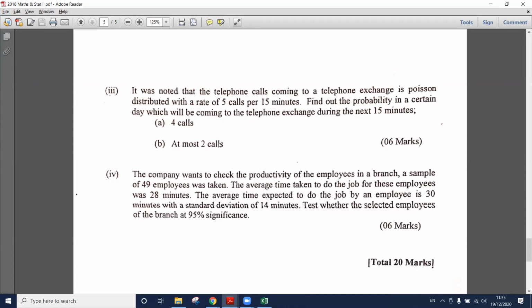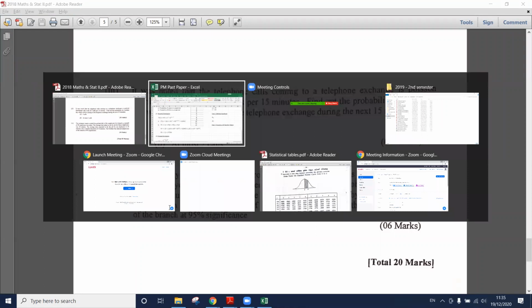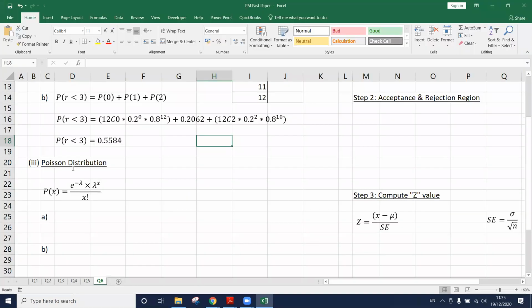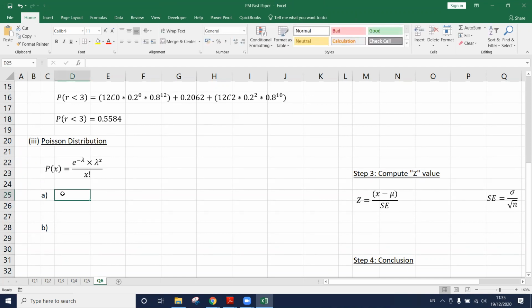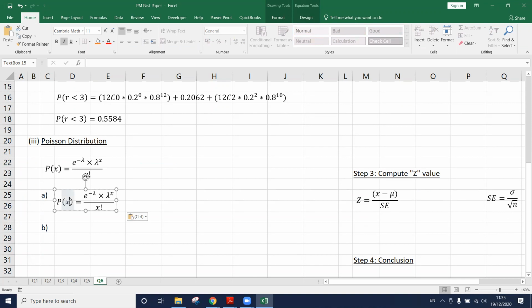සාමාන්‍යයෙන් විනාඩි 15කට call 5ක් එනවා. එහෙනම් ඊළඟ විනාඩි 15 ඇතුළත call 4ක් එන්න තියෙන probability එක කීයද? Right, that is what we need to find. So this is the formula. We can apply under Poisson probability distribution. Right. Part A. Part A will appear no mukad. When x is equals to 4.